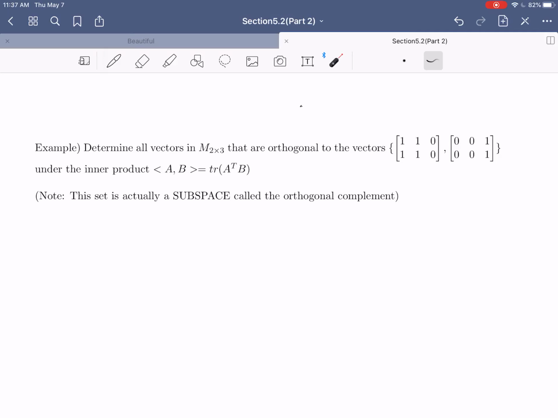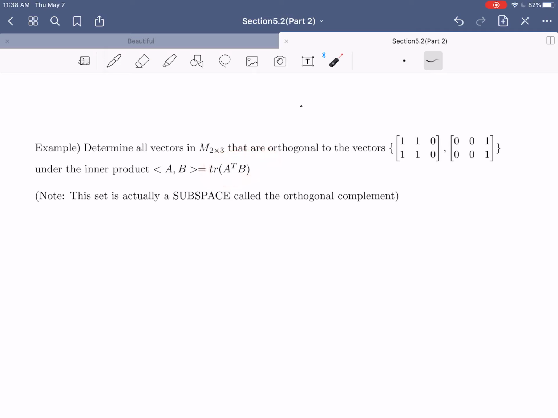So for this example, we're going to try to determine all the vectors in M23, so all the 2x3 matrices, that are orthogonal to the two matrices [1, 1, 0; 1, 1, 0] and [0, 0, 1; 0, 0, 1]. And we're going to be using the standard inner product that we've been using for matrices, which is the trace of the transpose times the other matrix.